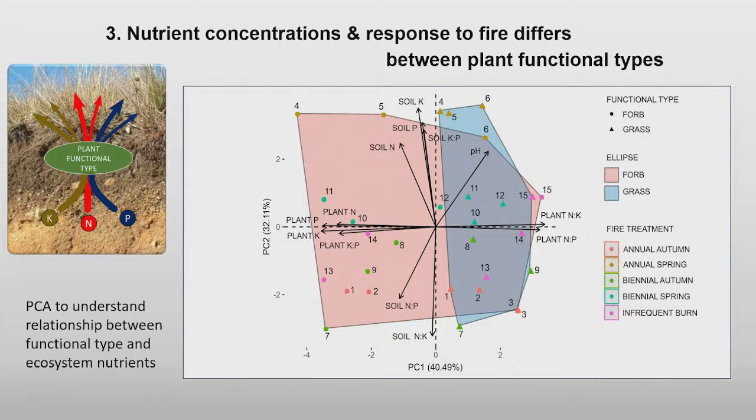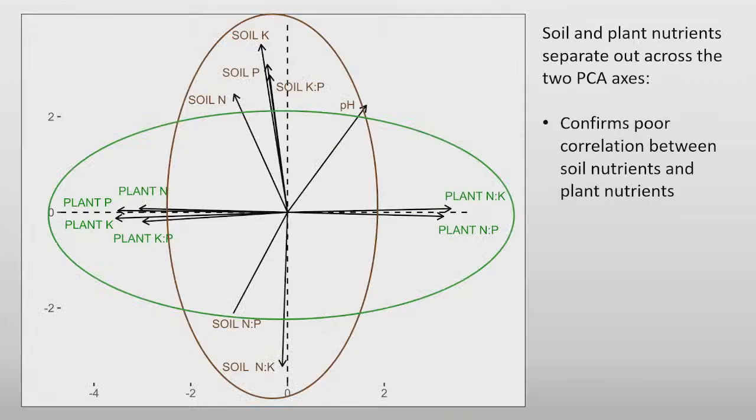So finally, we looked at the nutrient concentration between the functional types, and we put together a PCA to understand the relationship between functional type and ecosystem nutrients. And this looks like a pretty complicated picture, so I just wanted to tease it out a little bit, as quickly as I can. We saw that the soil and plant nutrients separate out along the two PCA axes, which confirms the poor correlation between soil nutrients and the plant nutrients.